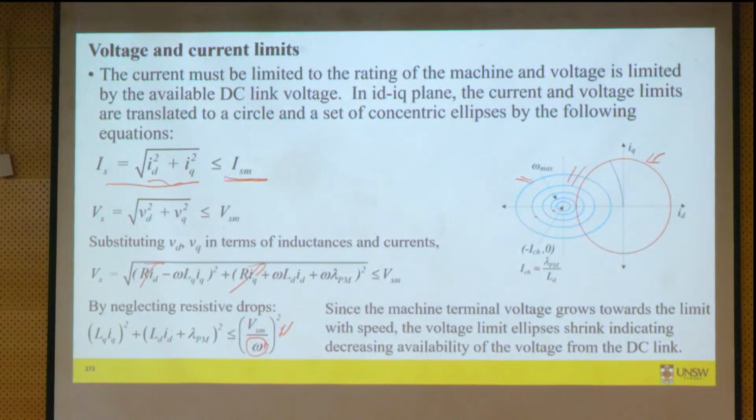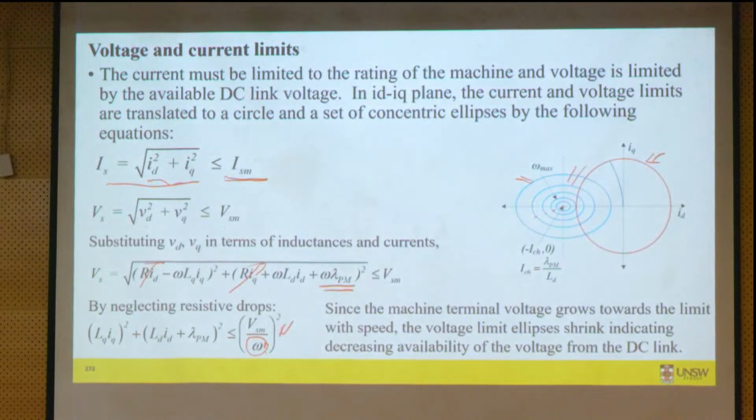The shrinking of the ellipse means that you have limited voltage as the speed starts to increase, because your voltage is fixed by your battery or by your source. But with speed, this term keeps increasing. Omega times lambda PM is always going to increase. So your limit is also shrinking, which is represented by the shrinking ellipses.